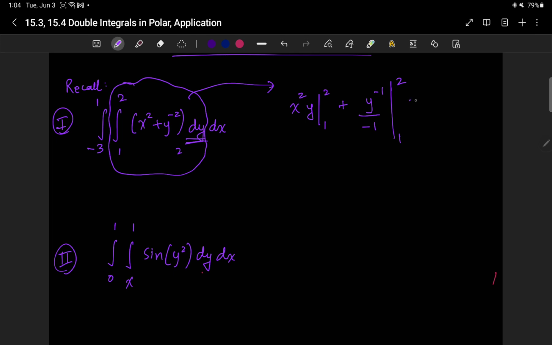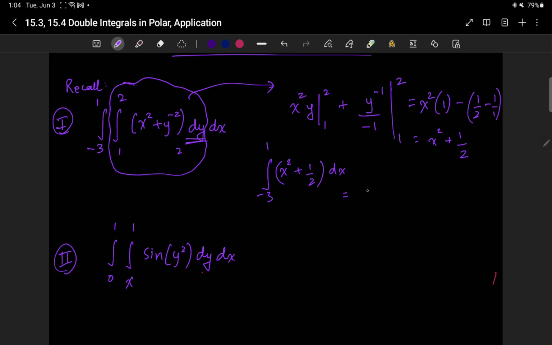And what does that come out to? It comes out to x squared times 2 minus 1, which is 1, minus 1 over y, so 1 over 2 minus 1 over 1. So this comes out to x squared plus half minus 1 is negative half, negative negative becomes a positive. And as you can see, this is now a function of x, which makes sense because our next integral goes from negative 1 to 3 of x squared plus 1 half with respect to x.